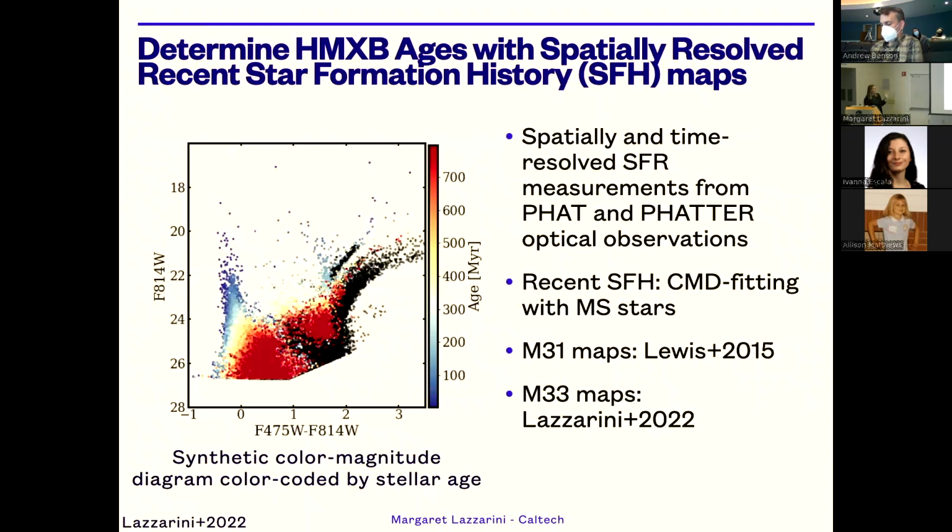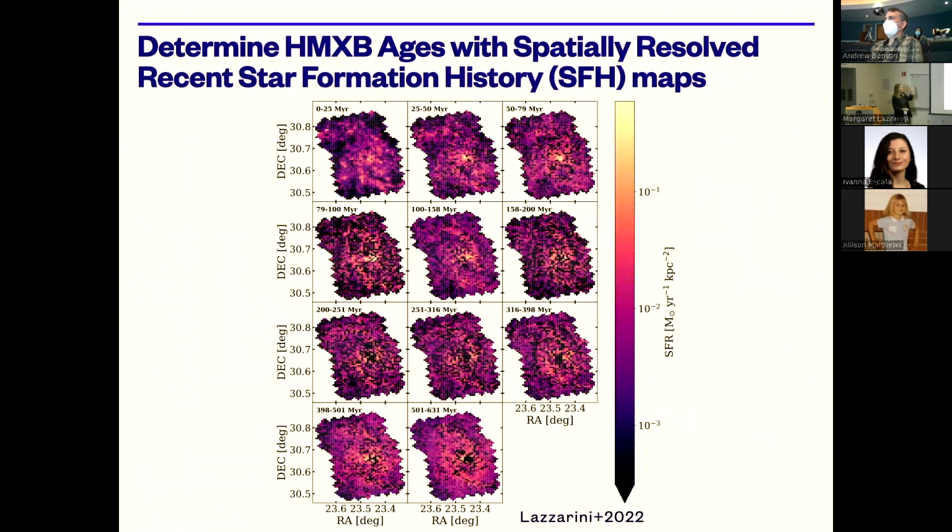So in M31, I used published maps that were done by Alexia Lewis, and then in M33, I led the analysis to measure the spatially resolved recent star formation history from the fatter data. So I'm showing you a little bit more about what those spatially resolved recent star formation history maps look like. This plot here shows each panel is a different time frame. So the upper left is 0 to 25 million years. With this optimization for main sequence stars, we go back to about 630 million years. In M31, there are fits that have been done for the ancient star formation history, which focuses more on the evolved stars, but that is yet to be done in M33, but is underway.